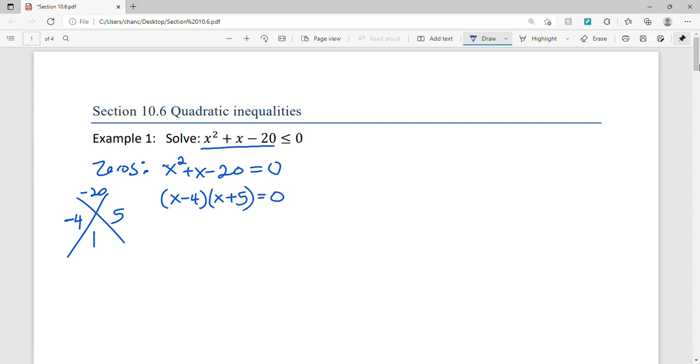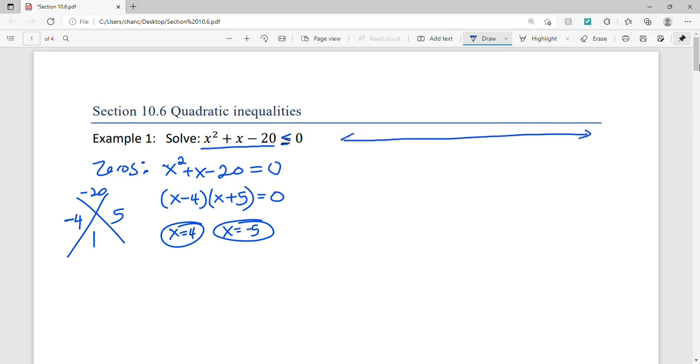This is good. Now we can solve for x. X is equal to 4, or x is equal to negative 5. This is by setting each of the factors equal to 0 and solving for x. Now, what does this allow me to do? Well, it allows me to look at all of the solutions of the quadratic that are less than or equal to 0. So I can actually draw a number line.